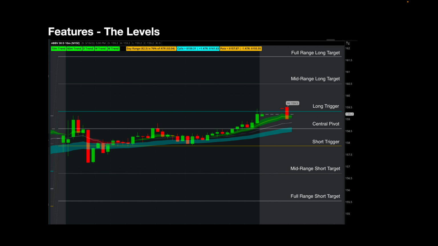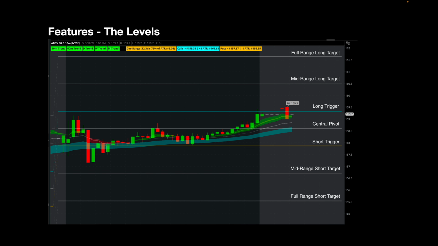And the long trigger is configurable. The short trigger is configurable. You can change that based on your own liking. There's a central pivot that's based off of the previous close. And then there's a short trigger at -23.6%. The mid-range short target at -61.8% of ATR. And then the full range short target, which is at -1 ATR.